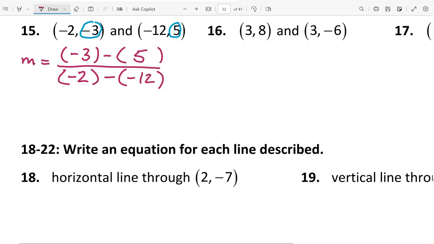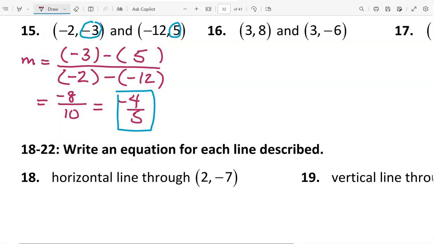It's important to keep the order consistent. So negative 3 minus 5 is negative 8. Negative 2 minus negative 12 is negative 2 plus 12, which is 10. And that gives us a fraction that reduces to negative 4/5.